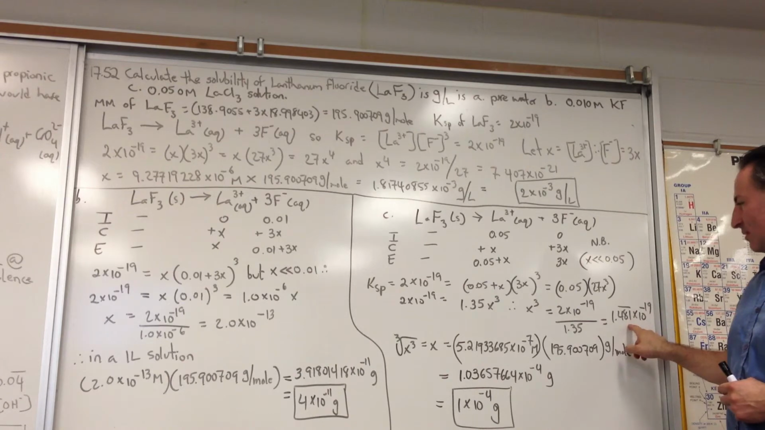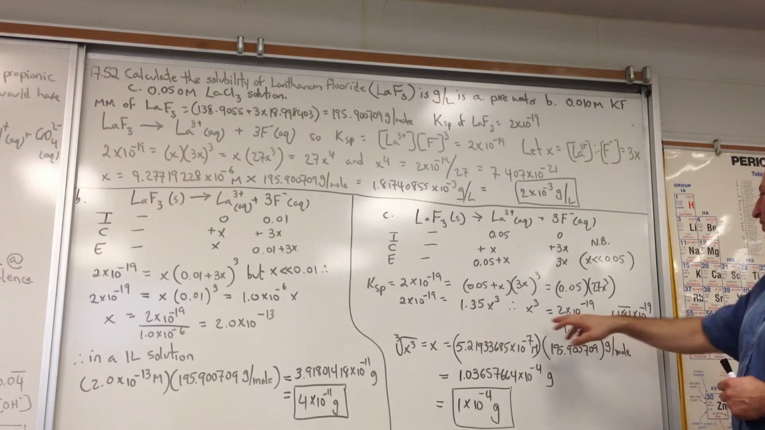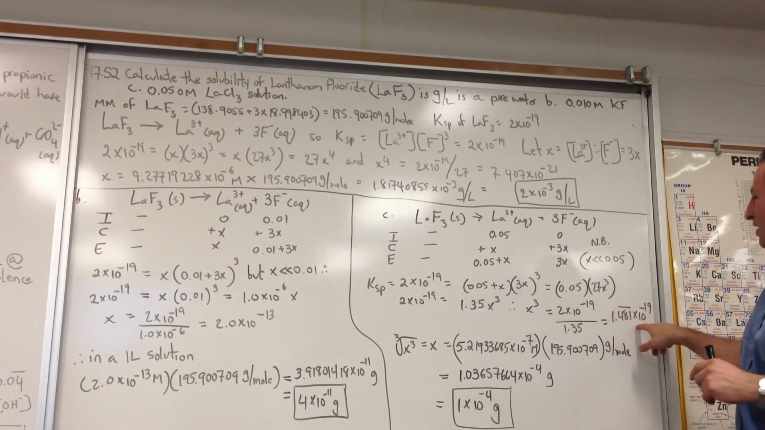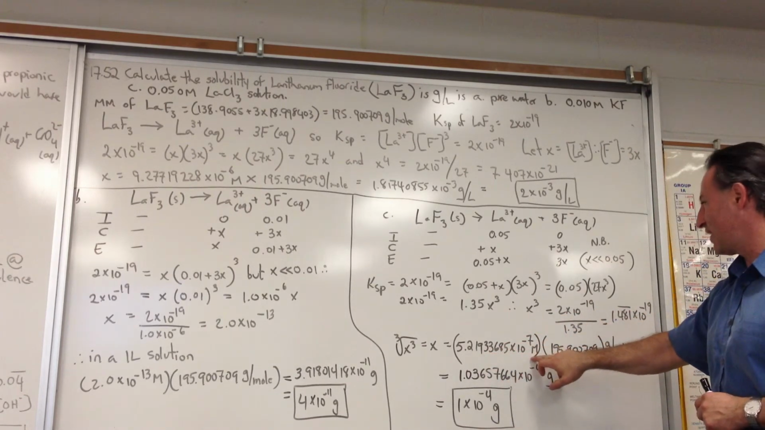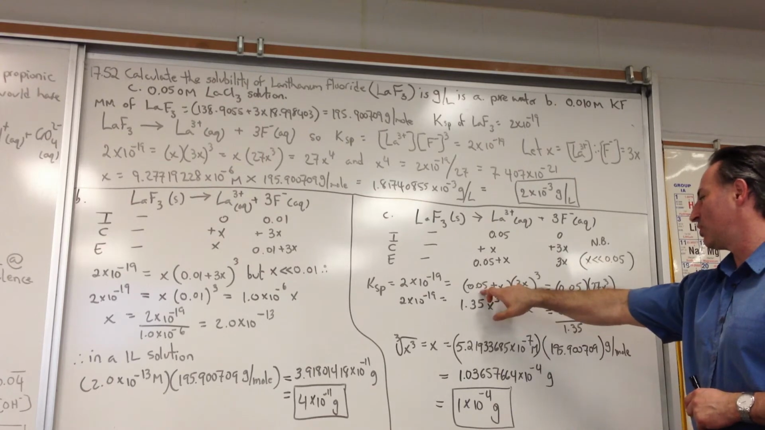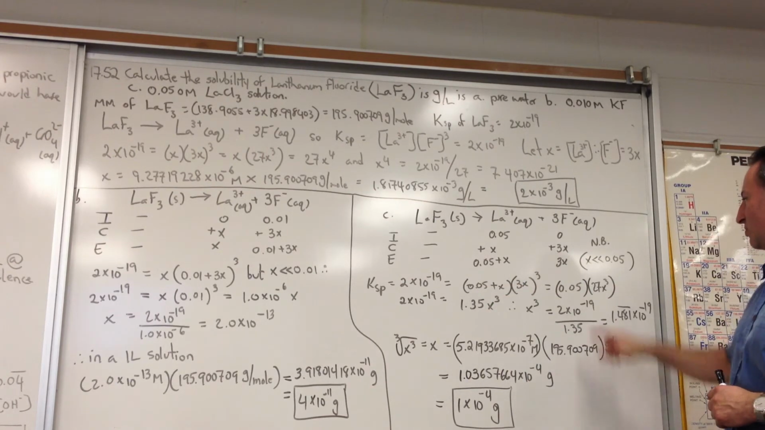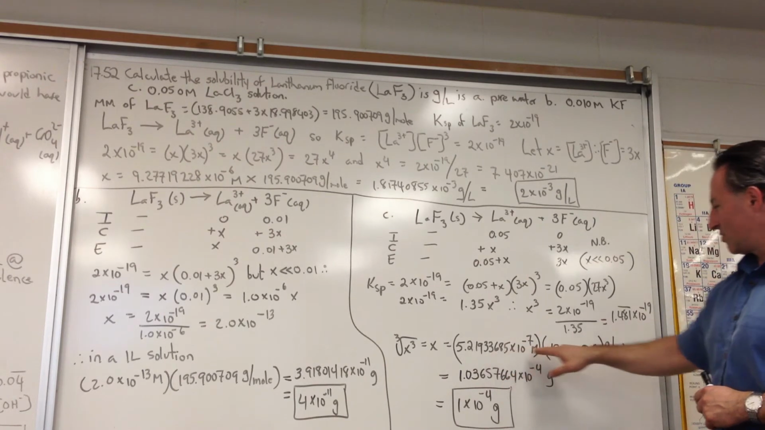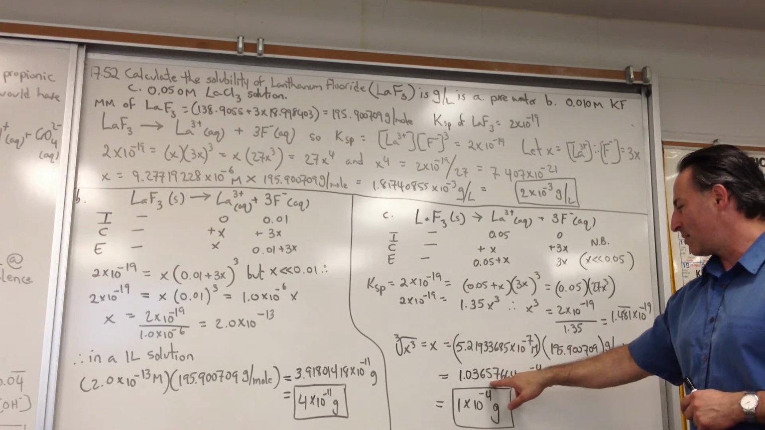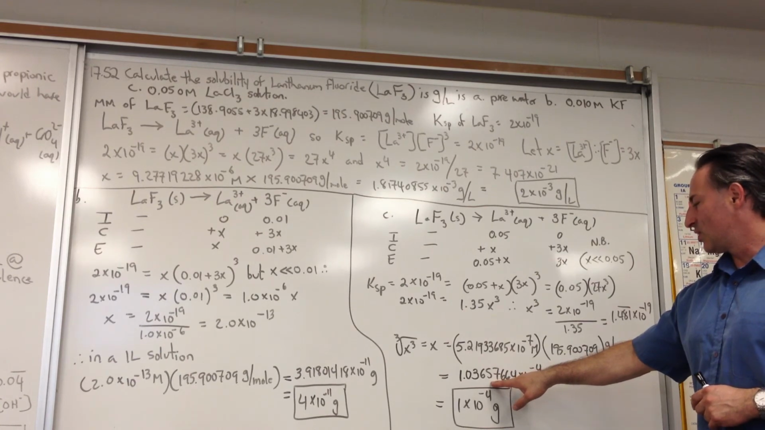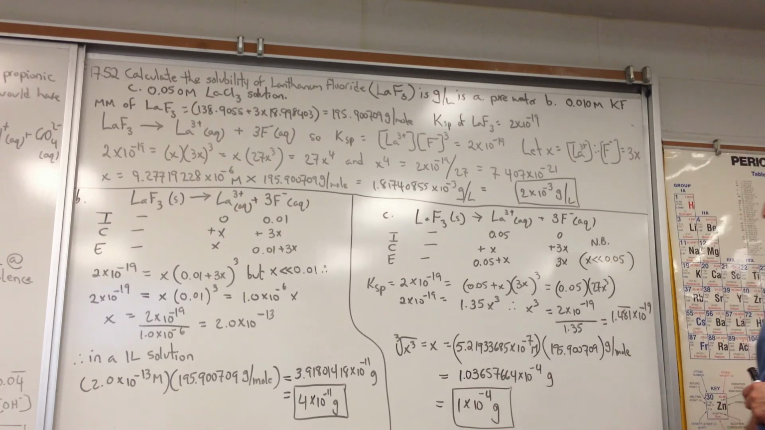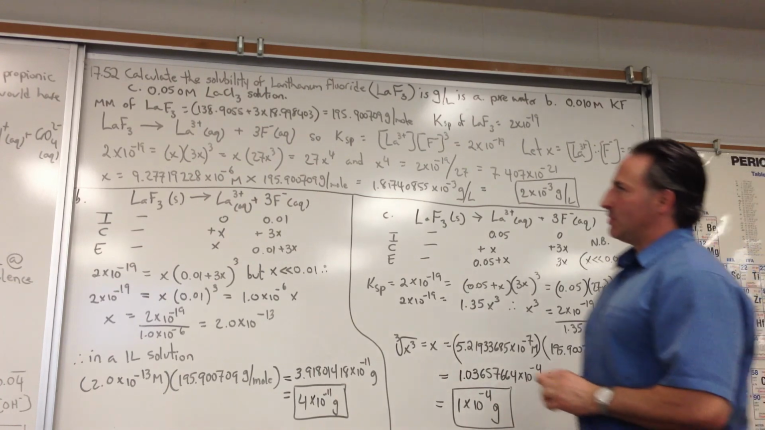When we find x cubed, I'm sorry, I'm jumping ahead a little bit. When we take the cube root of this number, we get this number, and this number is in fact also very much smaller than 0.05. So the approximation was valid. Then I take the molarity of this amount of lanthanum fluoride that dissolves times the molar mass of lanthanum fluoride, and we get how many grams of lanthanum fluoride dissolves in 1 liter of solution. One significant figure is all that we're allowed, so 1 times 10 to the minus 4 grams of lanthanum fluoride dissolves. And that would be the end of the question.